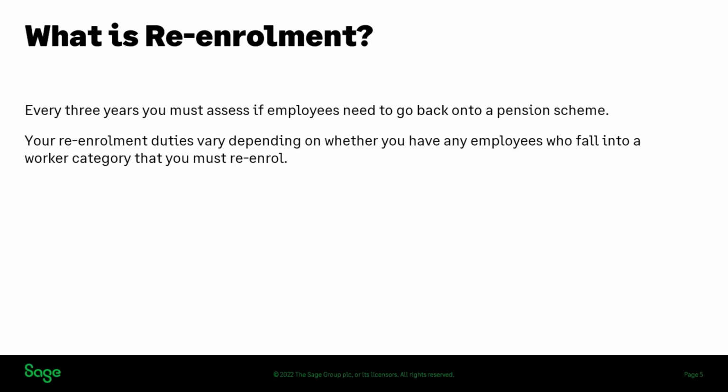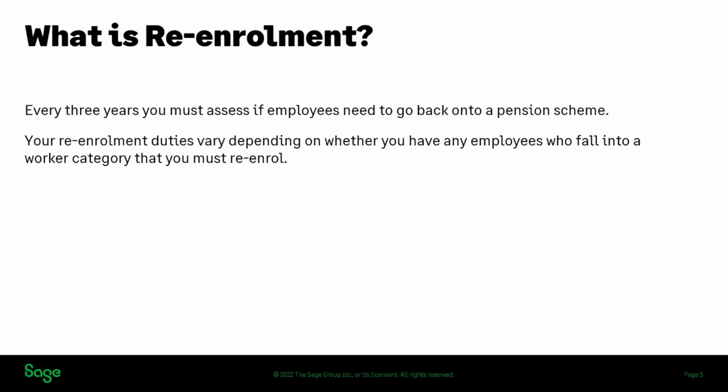So re-enrollment is every 3 years, you must assess if employees need to go back into a pension scheme. So this is every 3 years. Your re-enrollment duties vary depending on whether you have any employees who fall into a worker category that you must enroll. So a quick reminder of those categories. You have 3, which is eligible, non-eligible, and entitled. And it is the eligible employees who must be re-enrolled. And a quick note as well, if an employee has opted out in the last 12 months, then it's up to you if you want to re-enroll them or not. So again, that's a bit of a choice on your part there if they've opted out in the last 12 months.